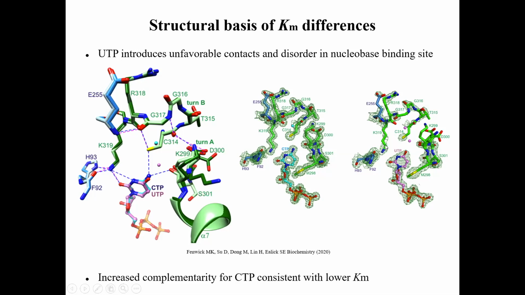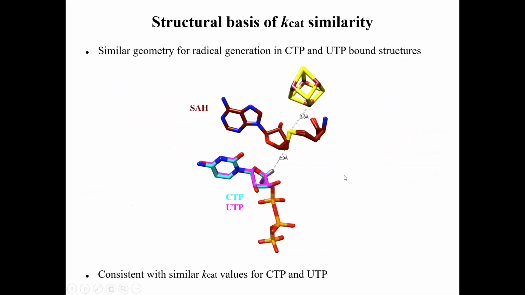So these differences in binding likely account for a much higher Km value of UTP over CTP, and thus account for the substrate selectivity differences for the 2 nucleotides. In contrast, the structures of the nucleotides near the ribose and triphosphate groups and the surrounding residues are virtually identical. In both cases, the C4' hydrogen is well aligned to be abstracted by a 5'-deoxyadenosyl radical. So this is consistent with the similar kcat values that we see for CTP and UTP.